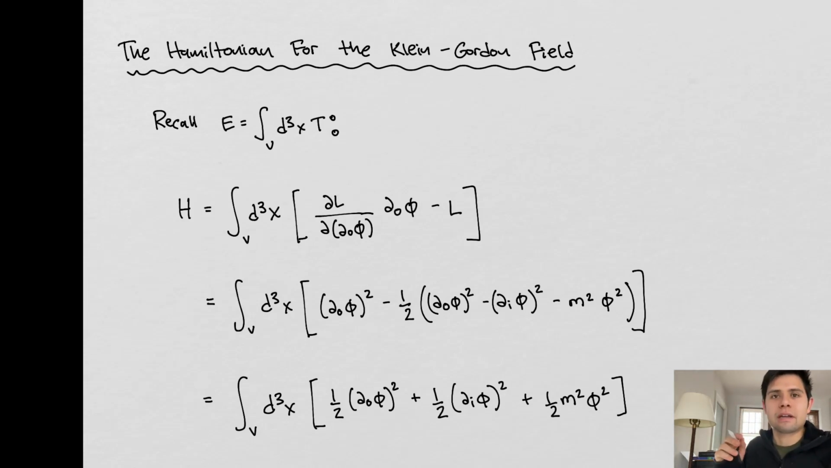So today we're going to be talking about the Hamiltonian for the Klein-Gordon equation.